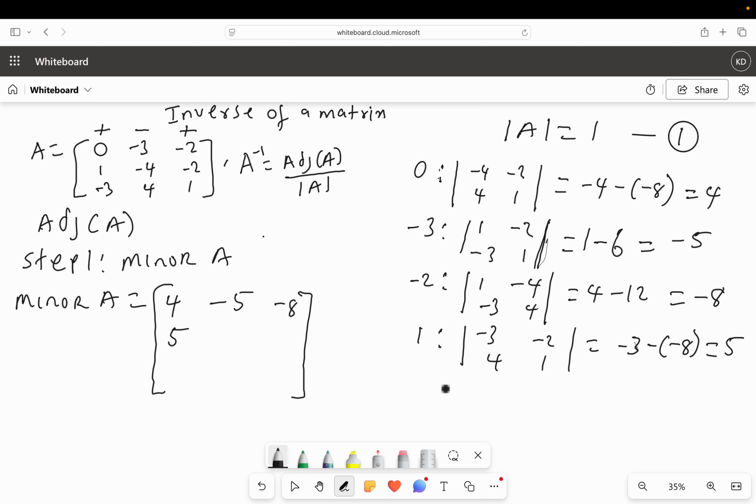Then the second element, I will cancel the corresponding column and row. So I'll be left with 0, minus 2, then minus 3 and 1. So this is just 0 times 1, 0. Then minus 3 times minus 2 is just 6. So I will have minus 6.